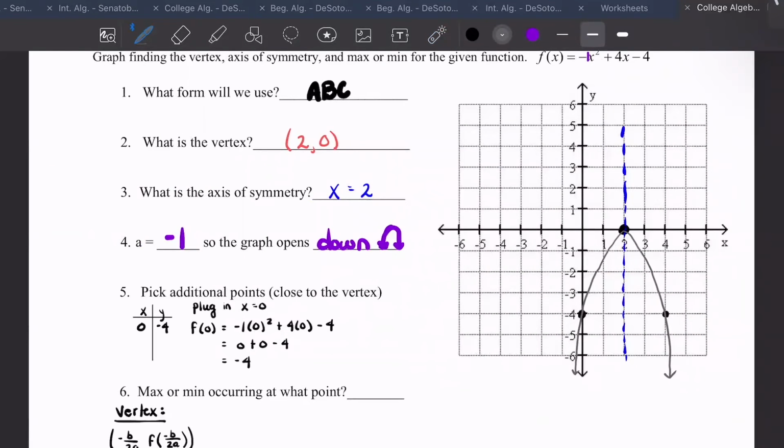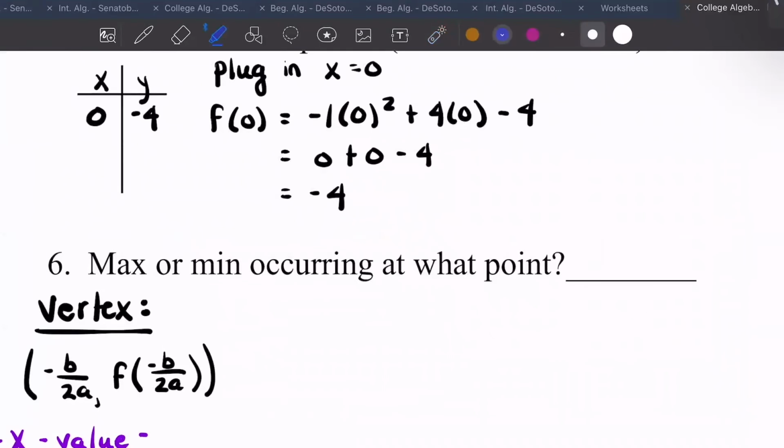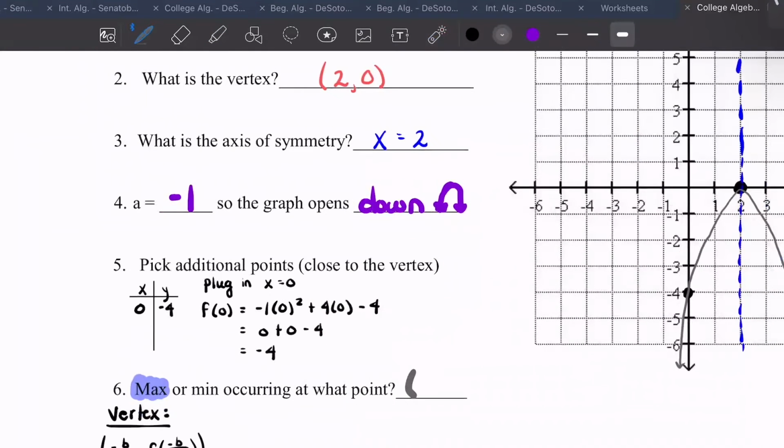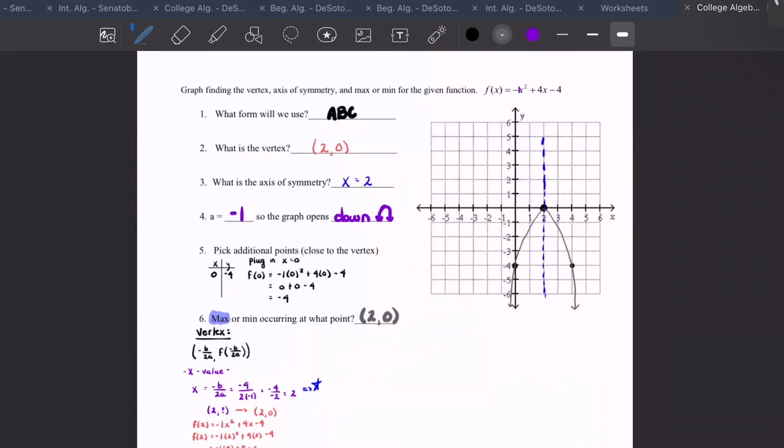All right, so we need to find our max and our min, and it's at what point? Okay, I told you that your max and your min is going to be your vertex, okay? And this is a maximum because our graph starts, okay, if we're going from down to up, it's going to start at -infinity and come all the way up to our vertex, okay? So we have a maximum, and it is at our vertex, which is the point 2, 0.